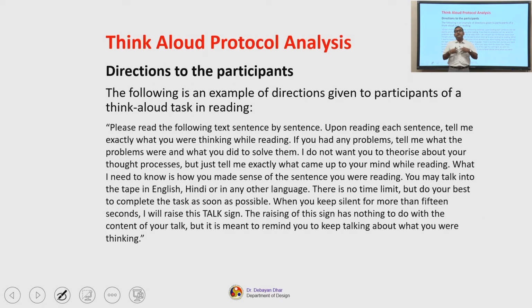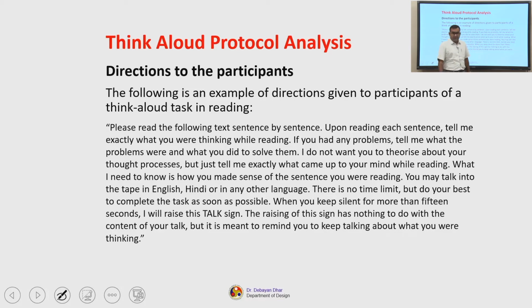Now, what are the directions to the participants? Now, let us see an example to understand the think aloud protocol analysis. You can see in this slide that the following paragraph was written down as a verbal report from the TAPA session, and it was given to the participant. This paragraph was given to the participants, and then later they were asked to think out loud. We will see that session entirely.